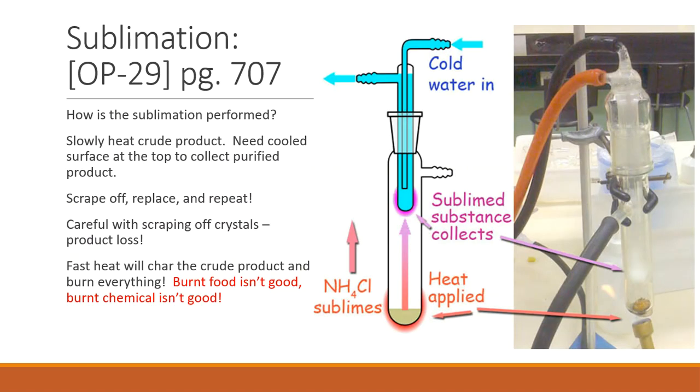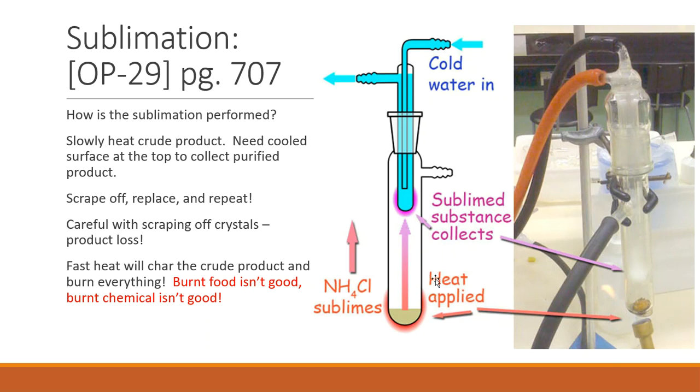So if you go to the back of your lab manual in Operation 29, it's going to give you some pictures of the sublimation process. And this is kind of what a real sublimation piece of glassware will look like. We're going to do it a little different in the lab, though, and we will walk you through that when you get to that point.